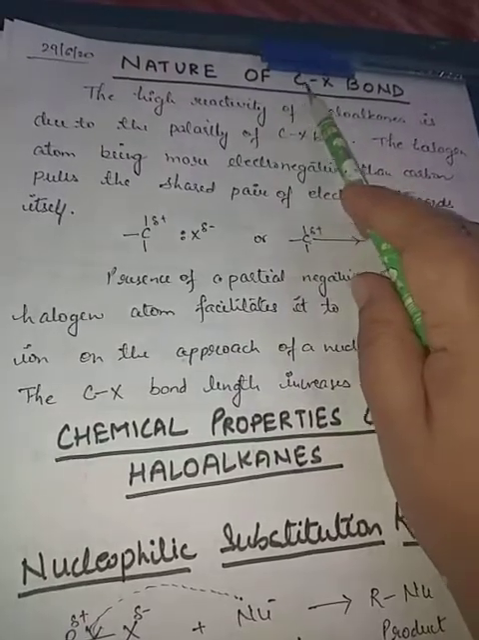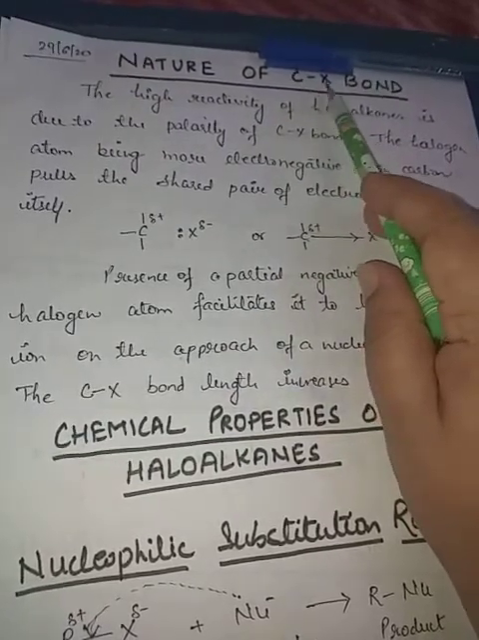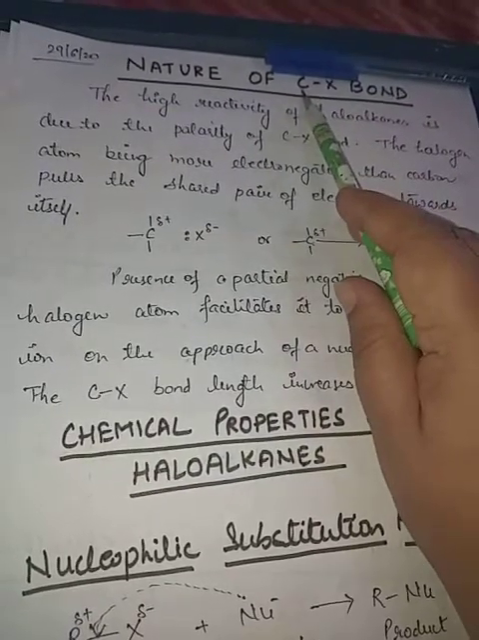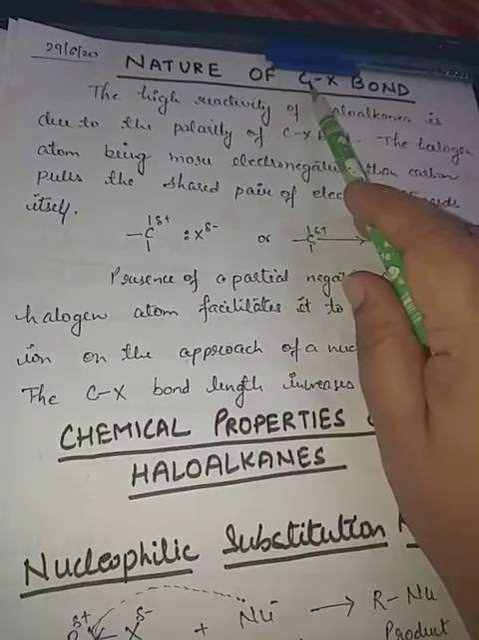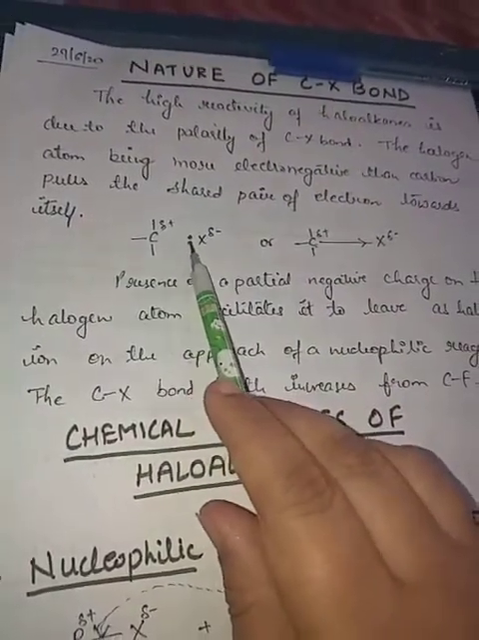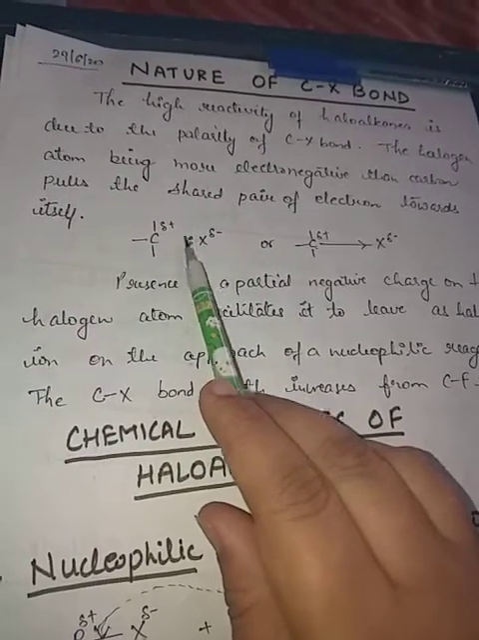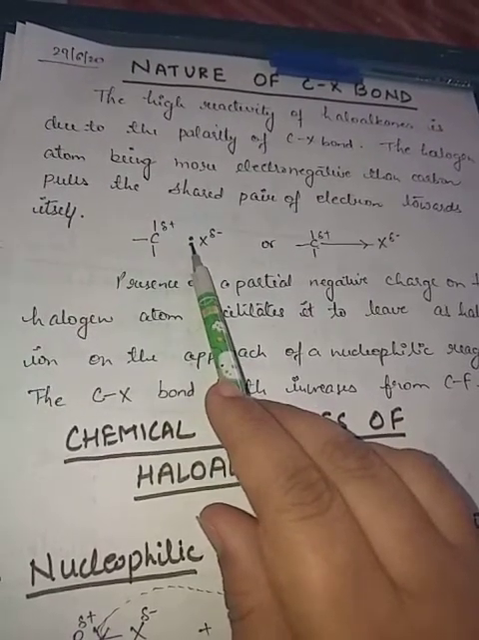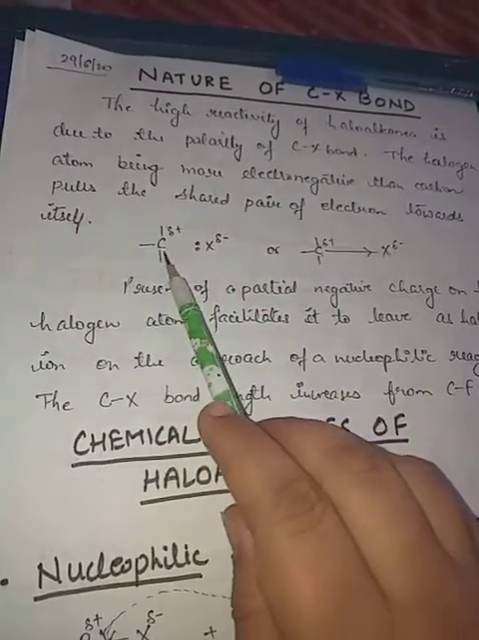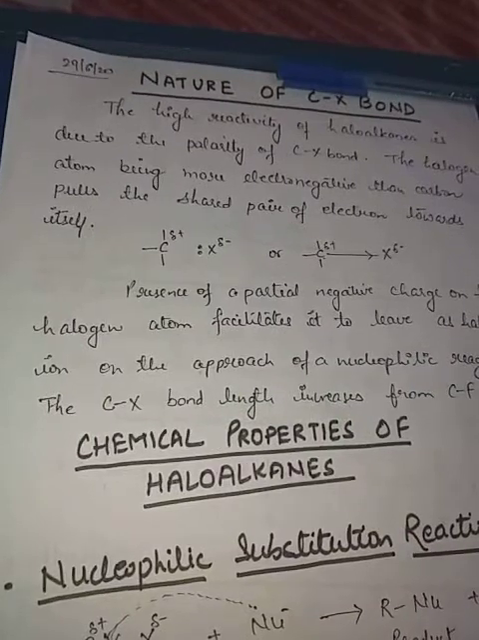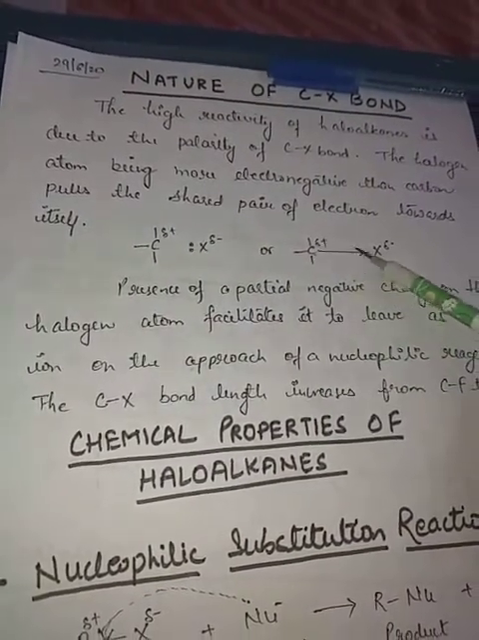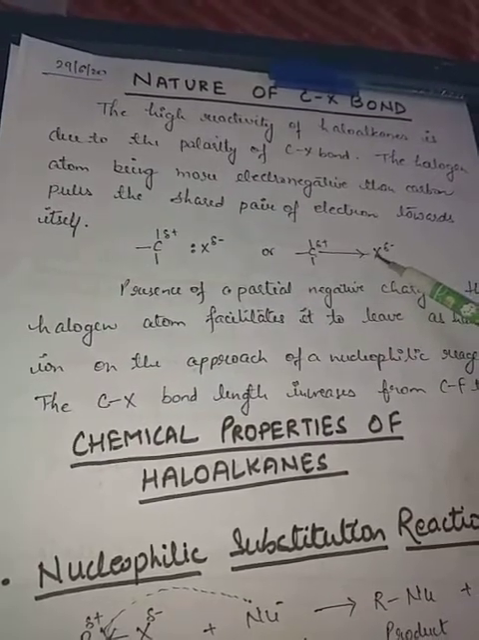Okay, if we compare these two atoms, halogen is more electronegative as compared to carbon. So what will happen? This halogen will attract the shared pair of electrons towards itself, and when it attracts the shared pair of electrons, it will become partially negative, and the carbon will become partially positive, and the bond is shifted towards X, that is, the halogen.